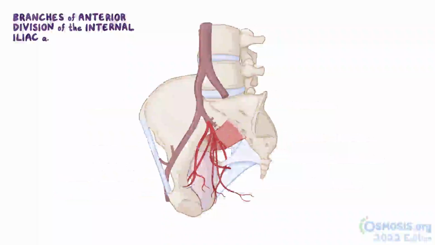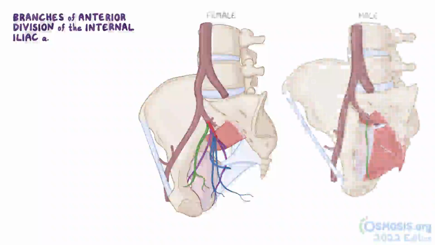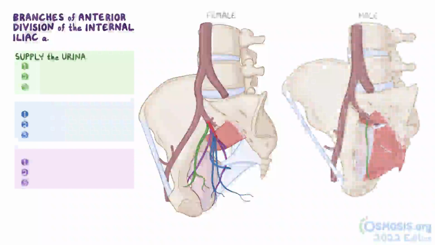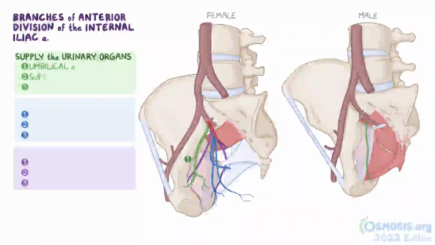To make things a bit easier to remember, these branches are grouped into 3 categories, each with 3 branches. The first group includes the branches that supply the urinary organs, which are the umbilical, superior vesical, and inferior vesical arteries.